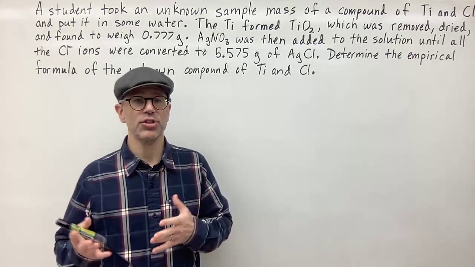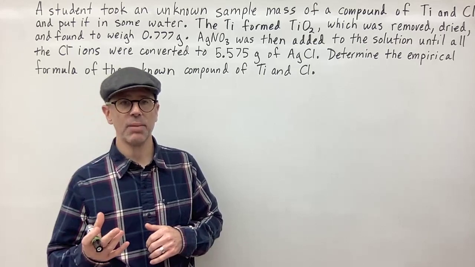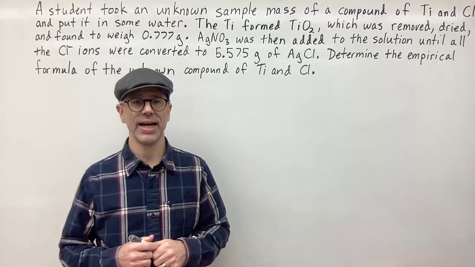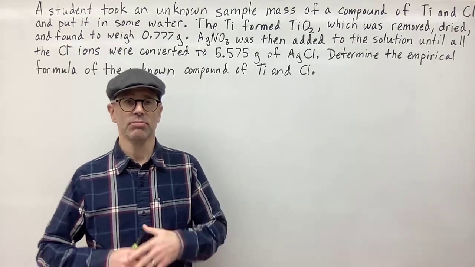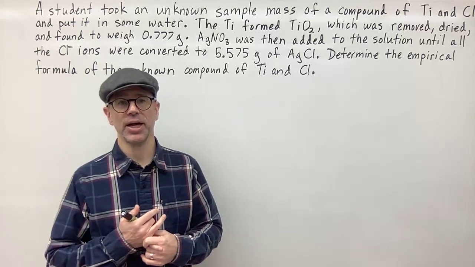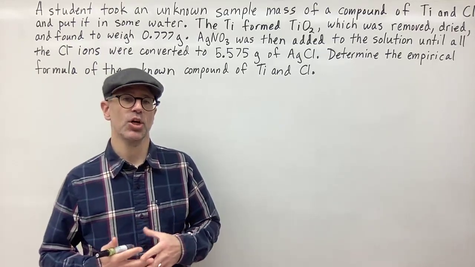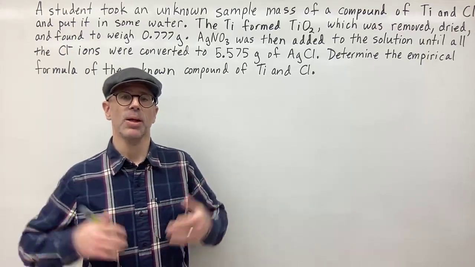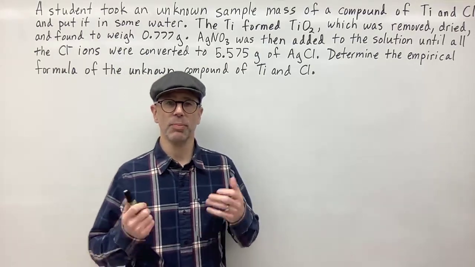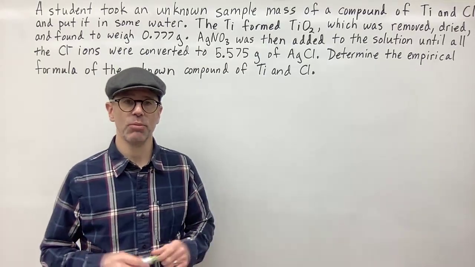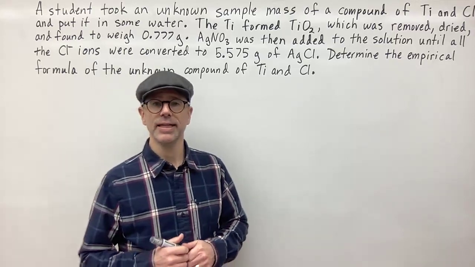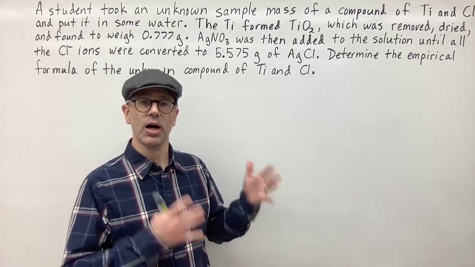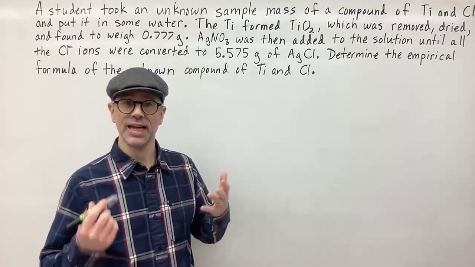So they want you to determine the empirical formula of the unknown compound that has titanium and chlorine in it, or titanium and chloride ions. Okay, so we know that there's titanium and chloride ions in the substance. We just don't know what the ratio of the atoms are in the compound, but they give us the masses of the product. So here we just do the same thing we normally would with combustion analysis. We're going to take the masses of the products and convert that to moles of the elements that we're interested in.